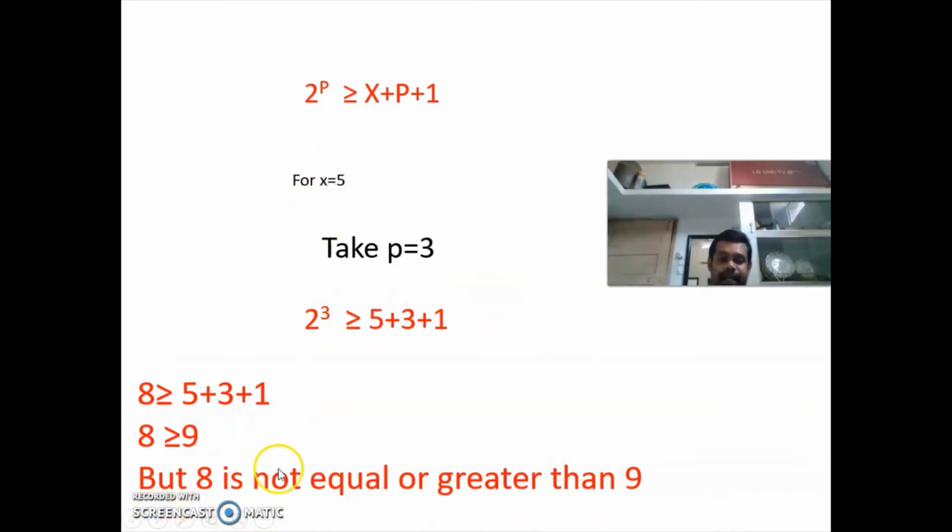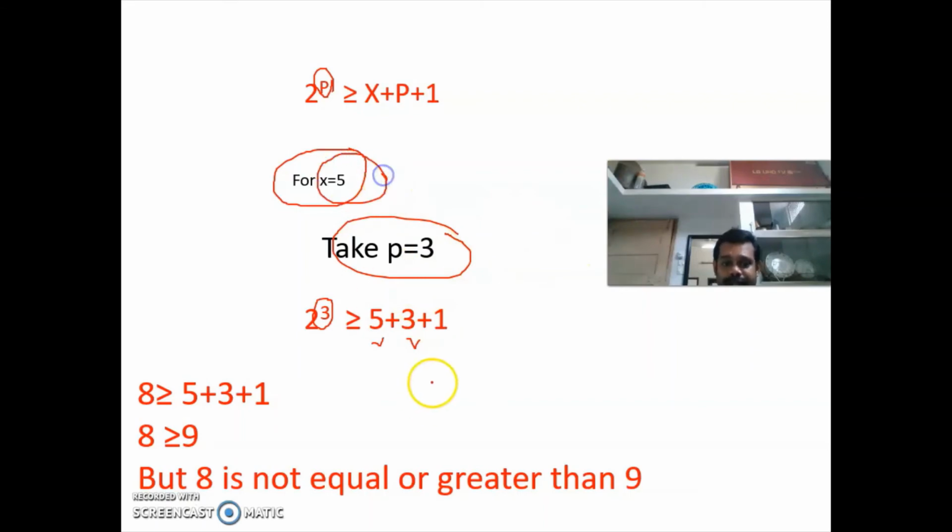Now I am considering the message bits as 5, and this is a trial and error method. I am checking p is equal to 3. In the place of p I am substituting 3, in the place of x I am substituting 5. 2 to the power 3 is 8. Here 5 plus 3 plus 1, 8 plus 1 is 9. So 8 is not greater than or equal to 9. So 3 parity bits are not enough to develop the Hamming code for 5 message bits.